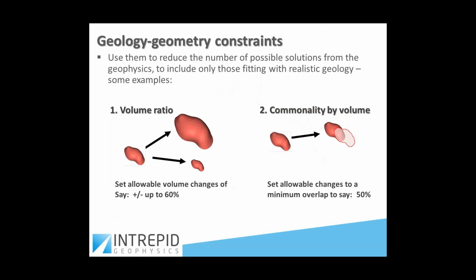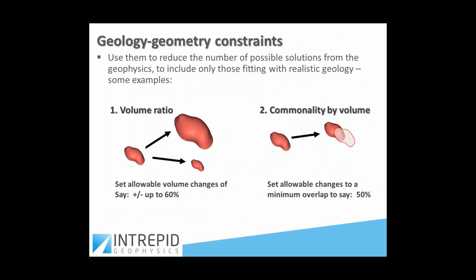So the first of these is to say that we can have something called volume ratio. And this sets up the way by which we can expand or contract a volume such as a granite, and you can see here a spherical shape is being allowed to go up or down by 60%.